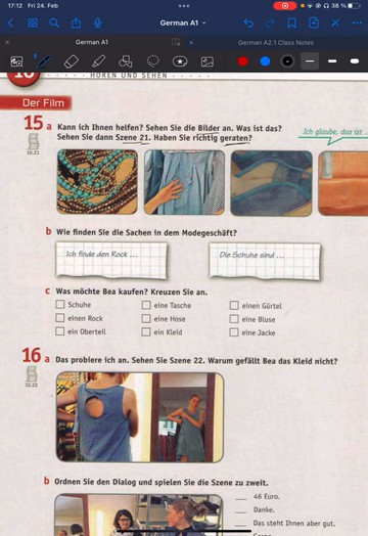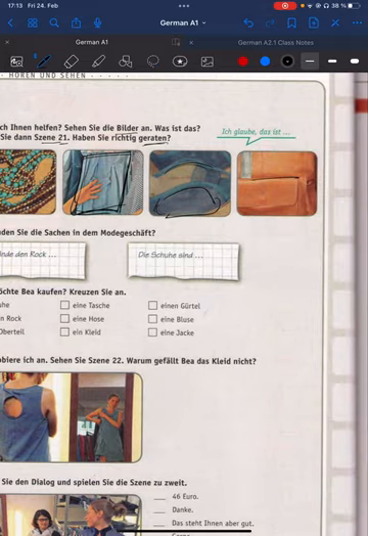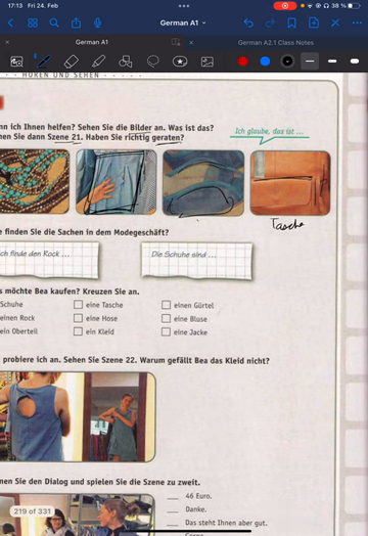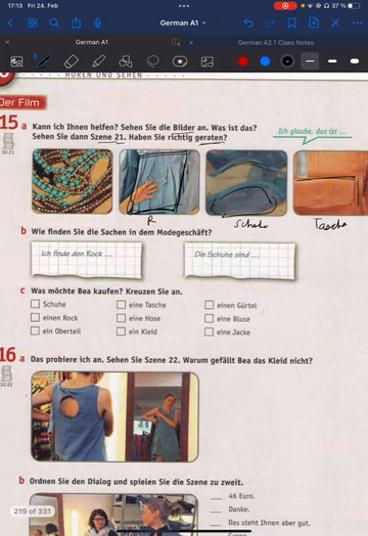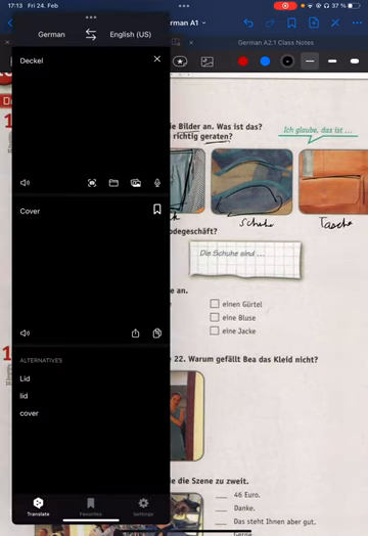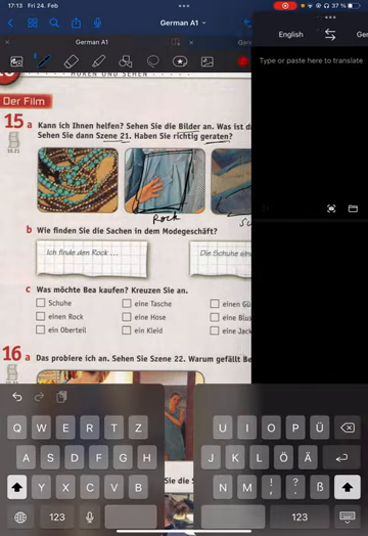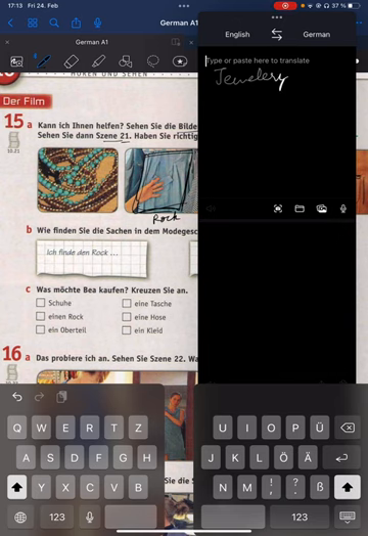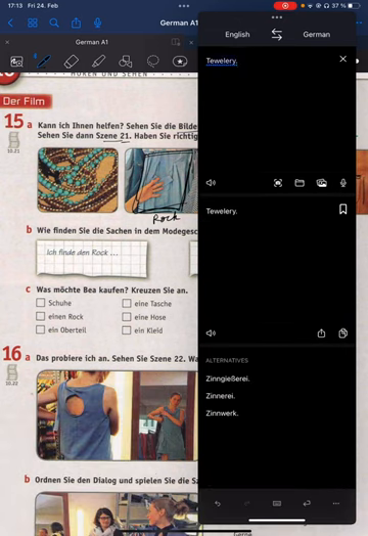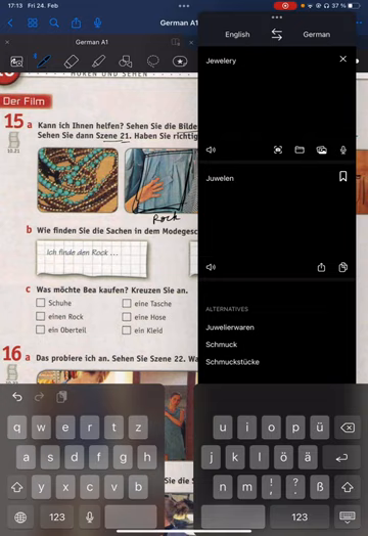Okay, what are you seeing in the picture? So first one is jewelry, then this is the skirt. We have already seen this, right? Then this is the shoe. This is a Tasche, a bag. This is Rock, skirt. Jewelry, I remember I have translated it, but I forgot. Yeah, Schmuck.